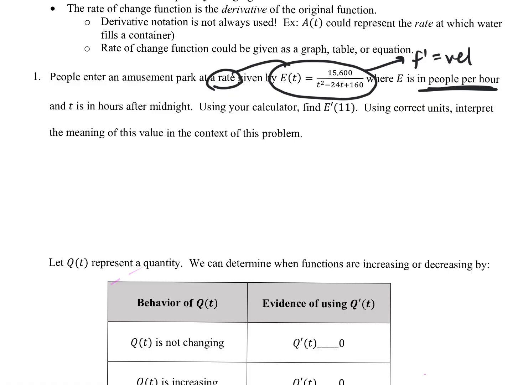Okay, you guys, so I'm not entering the amusement park, but other people are. At this rate, people per hour, T hours after midnight. Using your calculator, let's find E prime of 11. You guys, if here's E, how am I going to find E prime with my calc? Math 8. Math 8, you got it. Let's go math 8.